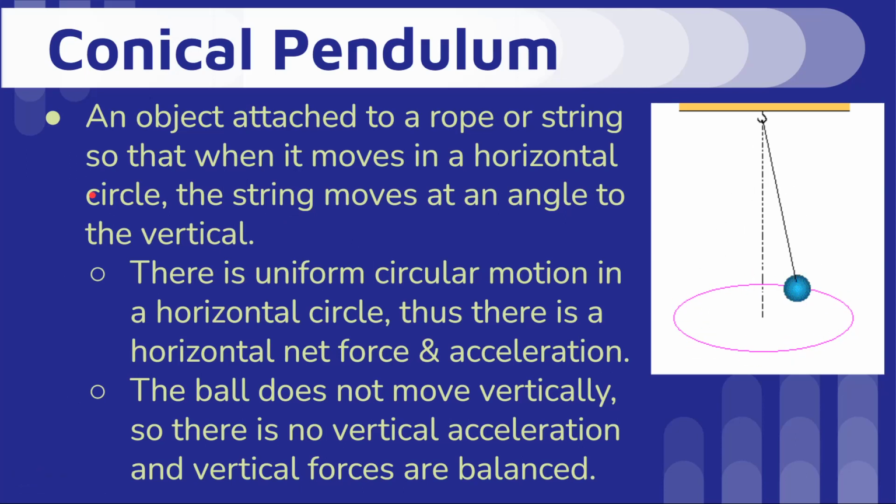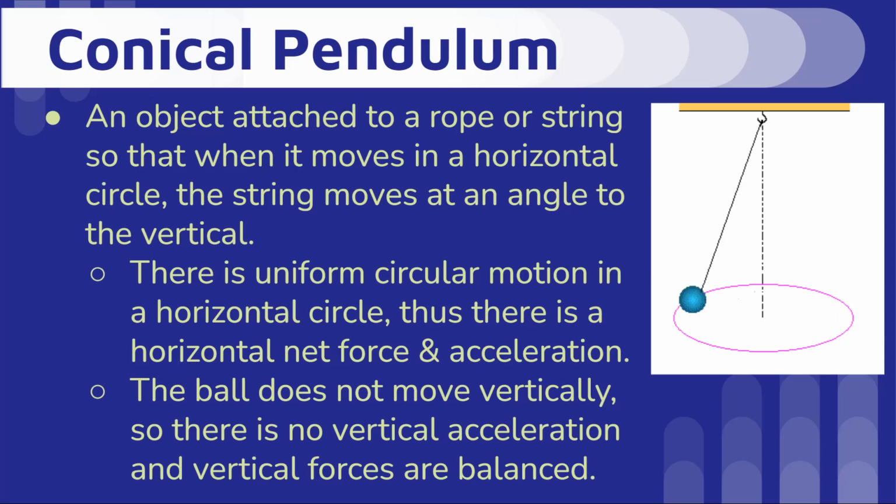All right, so again, there is uniform circular motion in a horizontal circle. Thus, if we have uniform circular motion, we know that means we must have net force and acceleration. Since we're talking about a horizontal circle, we're going to have horizontal net force, and our centripetal acceleration will be toward the center of our horizontal circle. And so we're going to be dealing with things now in that horizontal direction. Unlike the notes the other day, where everything was vertical, now we're looking horizontally.